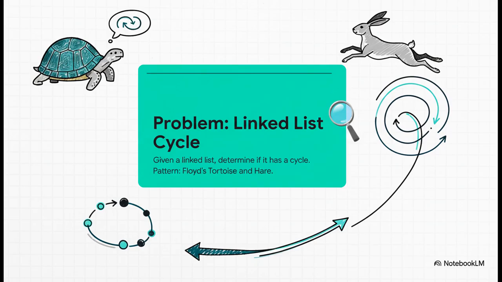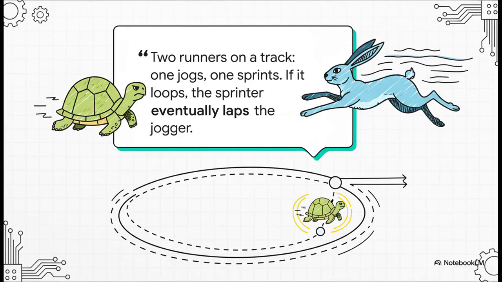All right, next up, how can you tell if a linked list has a cycle, if it loops back on itself? This is another classic problem, and honestly, it has one of the coolest named patterns in all of computer science, Floyd's tortoise and hare. And as the name suggests, it's all about two pointers moving at different speeds. And the analogy is just perfect. Imagine two runners on a track. You've got the tortoise, our slow pointer, just jogging along, moving one step at a time. And you've got the hare, the fast pointer, sprinting, moving 2 steps at a time.